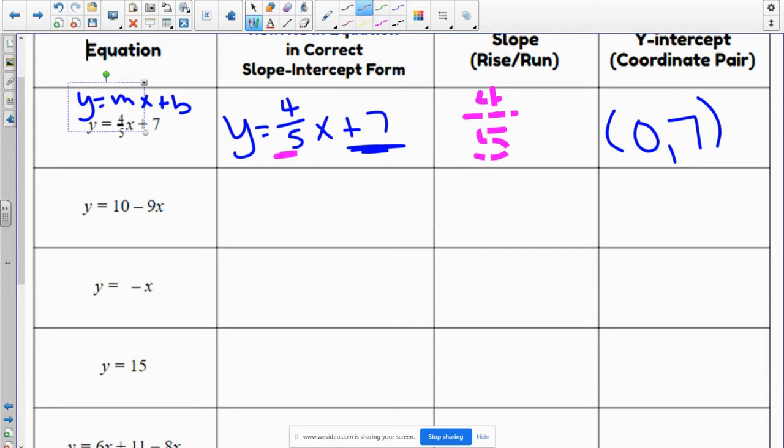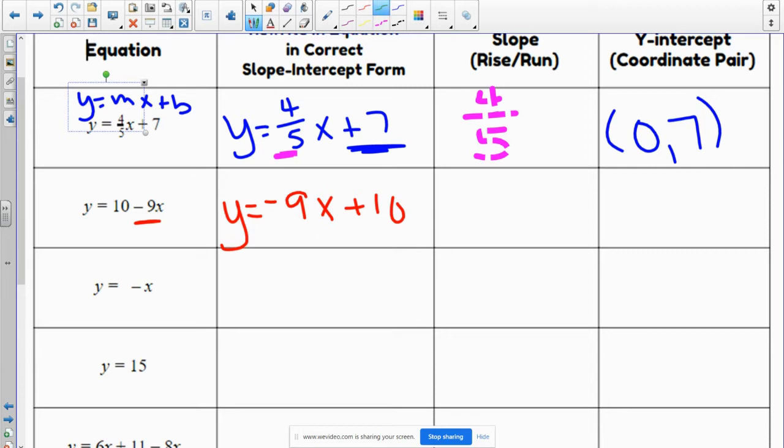Next equation, this one's flipped around. Remember, it has to be mx. So we're going to make this first. So y equals, the sign goes with the number in the variable. So that's a negative 9x. And then we look at that 10. Notice there's not a negative in front of it, so it's a positive 10. That is in correct slope-intercept form.